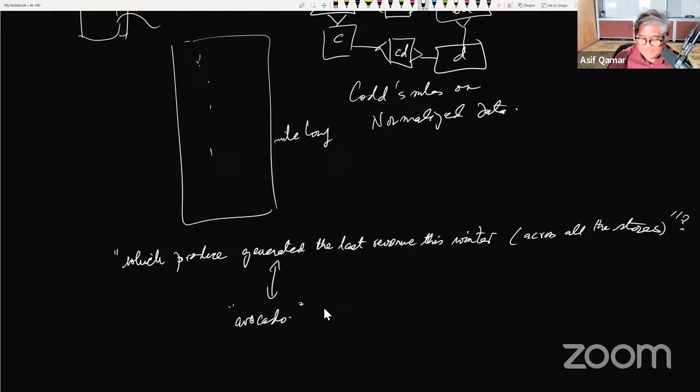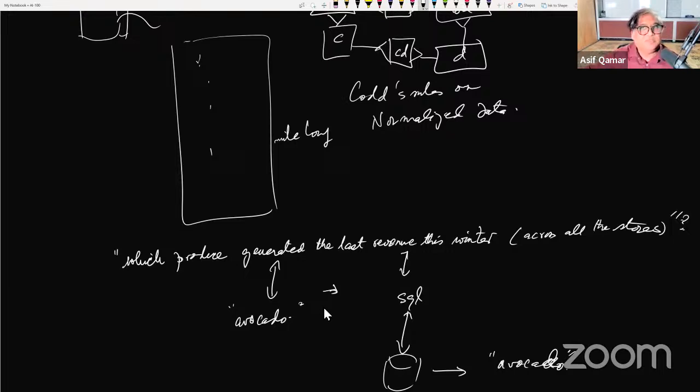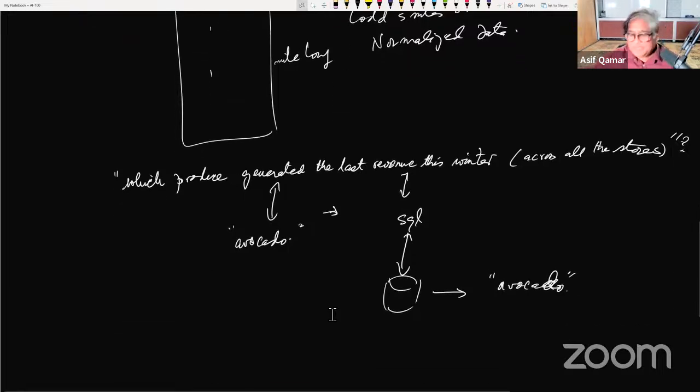In the in-between stages, you have to actually go from here to SQL, which you will fire against a database, which will produce avocado. Right? So you realize that you need the database to look the data up. So what you really need to do is a sequence to sequence model from natural language to SQL. A sequence to sequence model, isn't it? Does that make sense, guys?